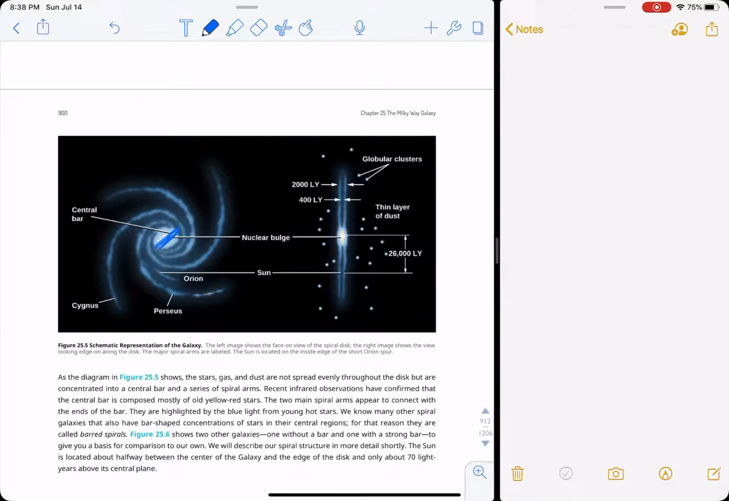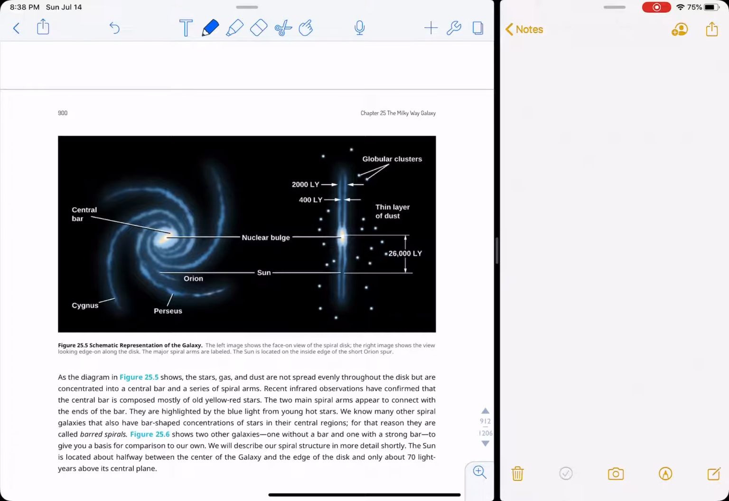Well, it turns out that there is a central bulge at the center, and we also call it a bar here. It's two things: there's a bar and a bulge. The bar is this kind of flat area. The bulge swells up at the center, and then there are these arms that come off the galaxy. We are about halfway out in the Orion Spur. That is where the sun is, about 26,000 light years from the center of the galaxy, and the whole galaxy is about 100,000 light years across.